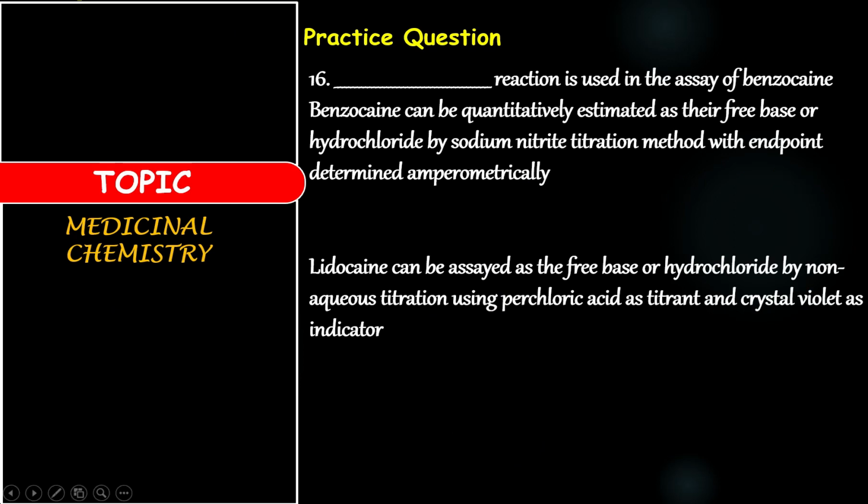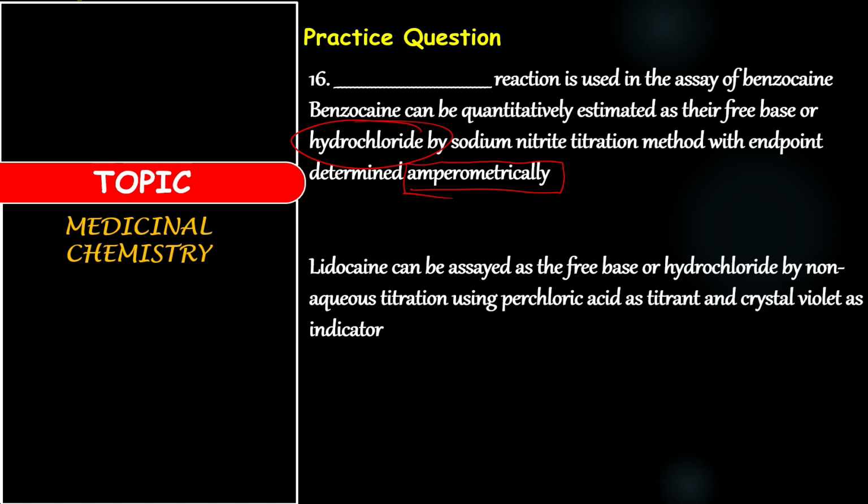That reaction is used in the assay of benzocaine. Now we said benzocaine is a base. They can be quantitatively estimated as their free base or hydrochloride. Hydrochloride in the sense that in the salt form by what? Sodium nitrite titration method with endpoint determined amperometrically. We are taught amperometry, right? Ampere, current, in year 3, second semester. So the endpoint can be determined amperometrically.